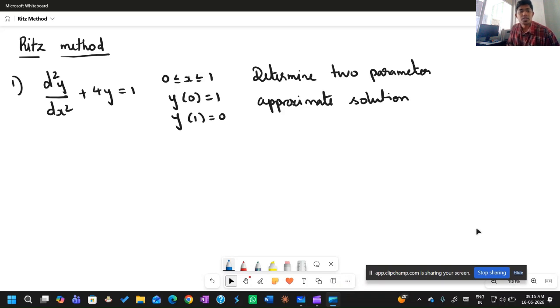Welcome to the lecture on solving the boundary value problem using Ritz method. The given boundary value problem has a differential equation and two boundary conditions, and we are asked to find a two parameter approximate solution using Ritz method. The solution for Ritz method depends on the weak form of the given differential equation, which we have already solved.